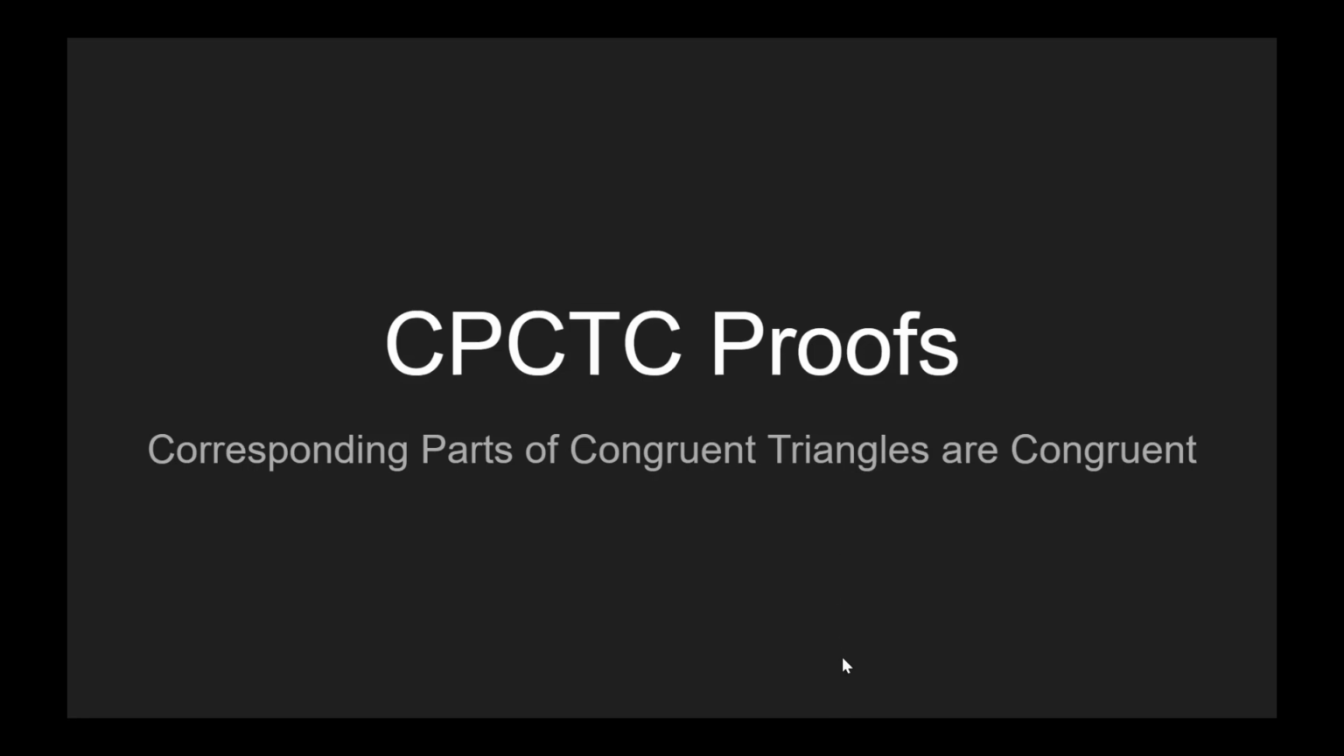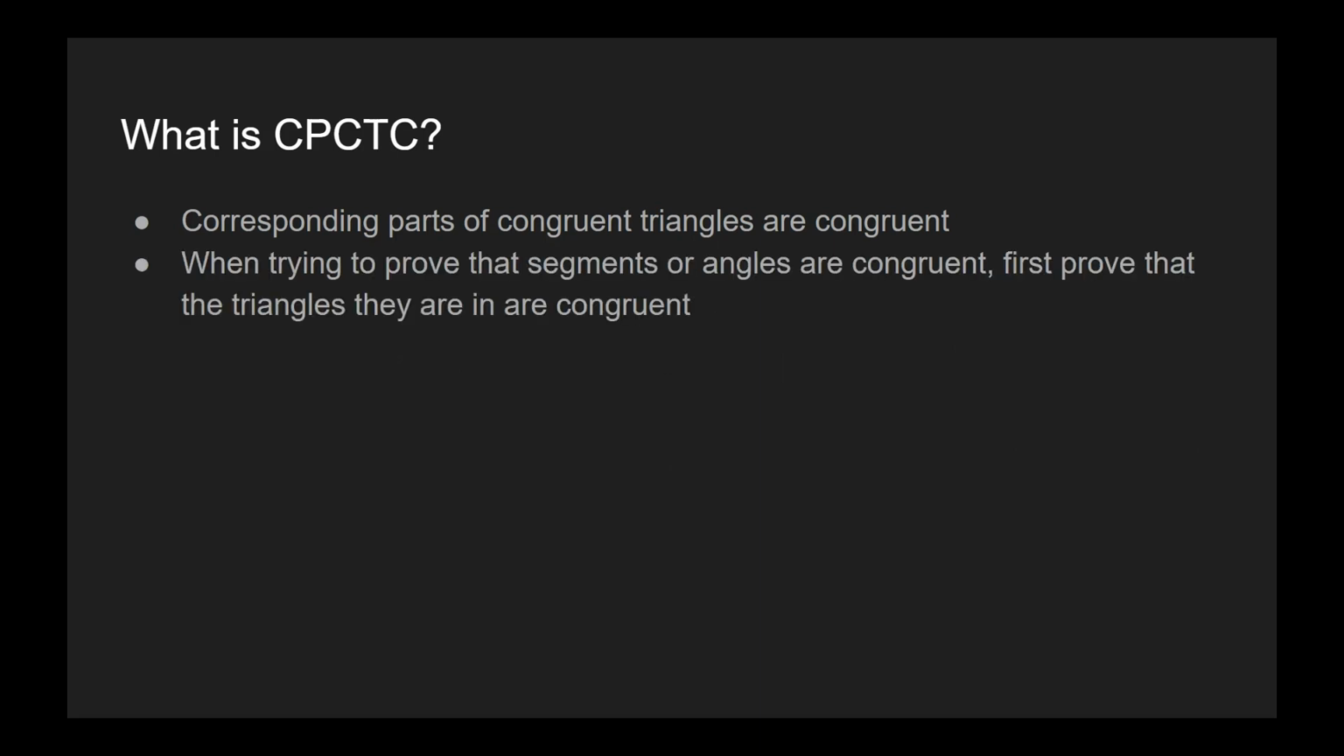All right, we are going to be talking about CPCTC proofs. CPCTC stands for corresponding parts of congruent triangles are congruent. The main idea here is that when you're trying to prove that segments or angles are congruent, you can first prove that the triangles that they are in are congruent, and then because congruent triangles have congruent parts that match up, you can make claims about the segments or the angles.